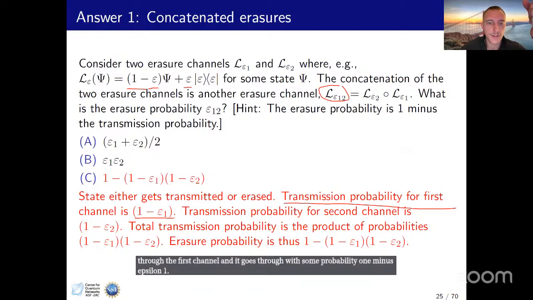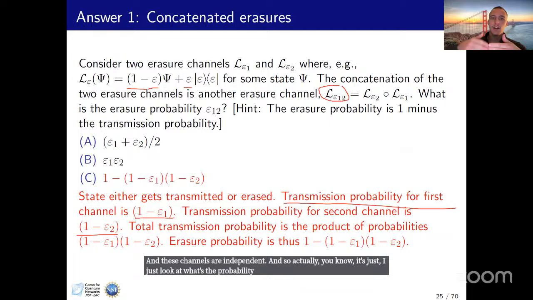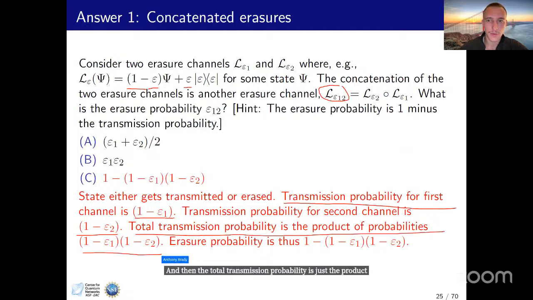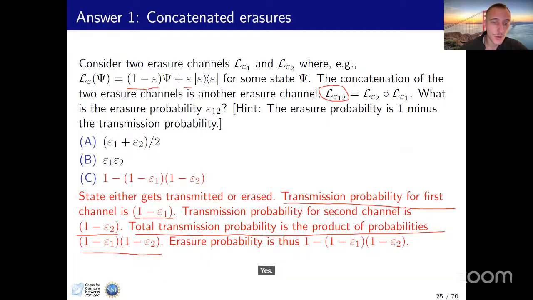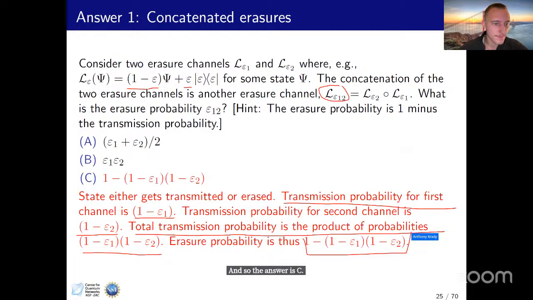The transmission probability for the second channel is 1 minus epsilon 2, and these channels are independent. So I just look at the probability that it was transmitted through the first, and then the probability that it was transmitted through the second. The total transmission probability is just the product, 1 minus epsilon 1 times 1 minus epsilon 2. And the erasure probability is just 1 minus the transmission probability. So the answer is C. Cool. All right. Next slide, Howie.